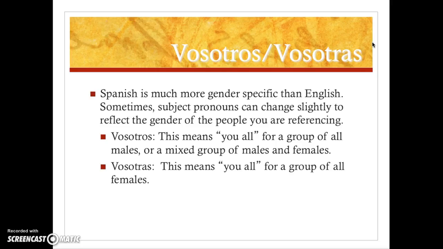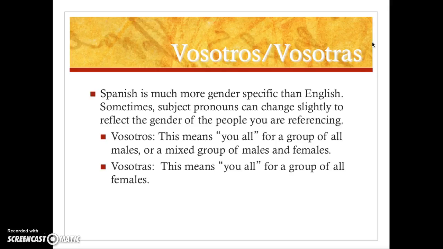Spanish is much more gender specific than English. Sometimes subject pronouns can change slightly to reflect the gender of the people that you are referencing. For example, we can use vosotros, which means you all, and because it ends in os, this is referring to a group of all males or a mixed group of males and females. But if you look at the second example, vosotras, this ends in as. This means you all for a group of all females.